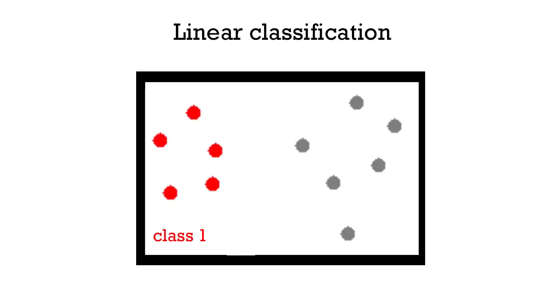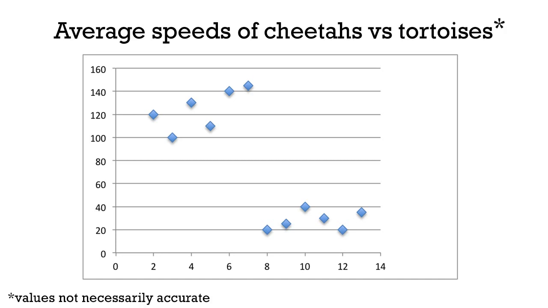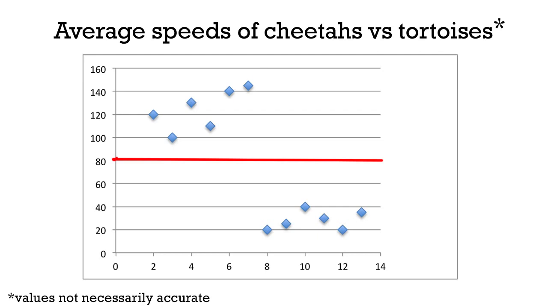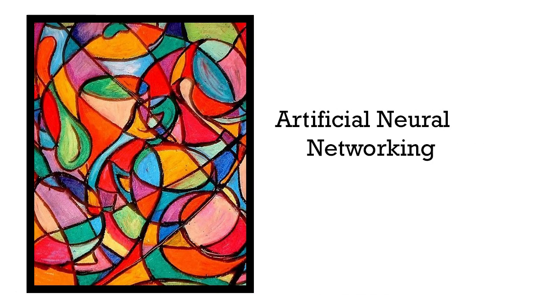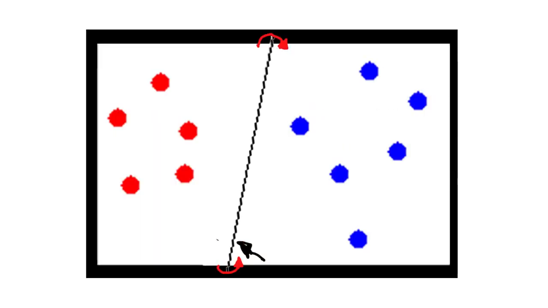Neural nets are used for linear classification. Linear classification is when you have to separate classes from one another by drawing a line, any line that accurately separates them. For example, you have a graph plotting points of the average speeds of cheetahs versus tortoises. To classify which points belong to the tortoise, you would draw a line separating the highest speeds from the lowest speeds. All the values below the line belong to the tortoise, and all the values above the line belong to the cheetah. The art of artificial neural networking lies in calculating the location and gradient or slope of that line.